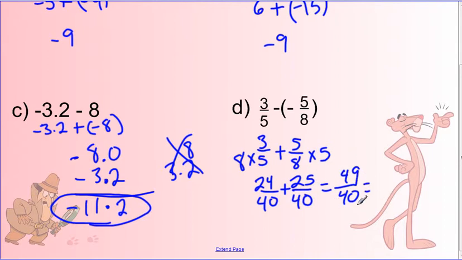This is an improper fraction, so we have to change it to a mixed number. 40 goes into 49 one time. Denominator stays the same. And now how much would you have to add to get to 49? 40 times 1 is 40, plus 9 more gives you 49. And we're done.